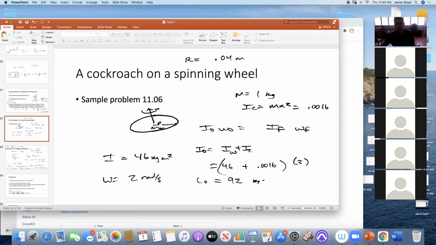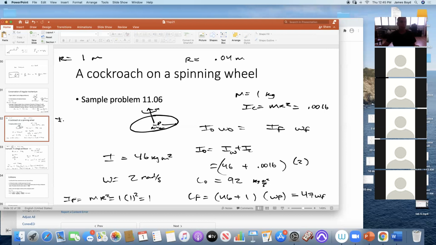Whatever this is, kilogram meter squared over second. All right. Now, if big R were, let's say, 1 meter, so I final for the cockroach becomes mR squared, which is 1 kilogram times 1 meter squared, which is 1. Then L final would be 46 plus 1 times omega final. And that would equal 47 omega final.